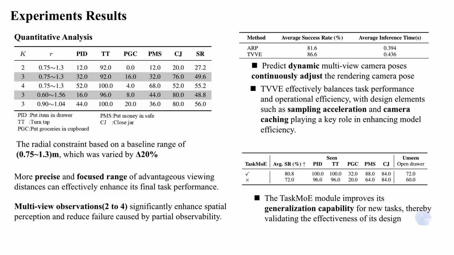The quantitative analysis validates our design choices. For virtual camera poses, we vary the radial constraint by plus or minus 20% around 0.75 to 1.3 meters. A more focused range of useful viewing distances improves performance. Increasing the number of views from 2 to 4 improves spatial perception and reduces failures from partial observability. Sampling acceleration and camera caching help control inference cost. TaskMoE also improves generalization to new tasks.